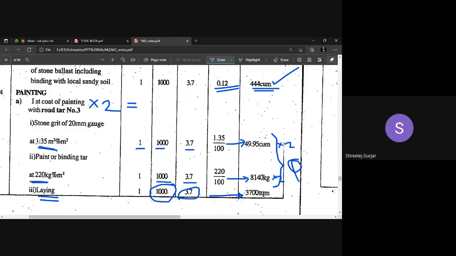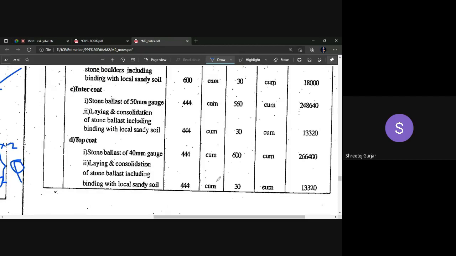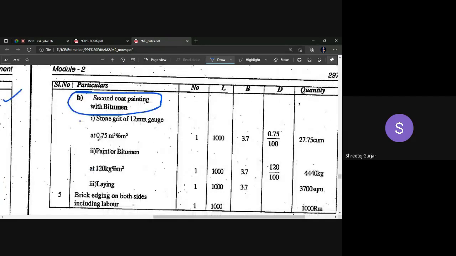We have to use half. So the first coat is very thick, the second coat is thin. It is half of it. So it will be what? 1.35 by 2 and 220 by 2. So that is what we have done over here. You can see it is 0.75 meter cube per percentage, and it is 120.